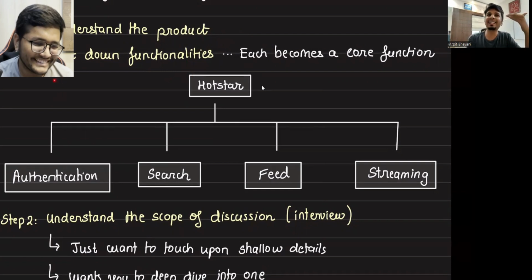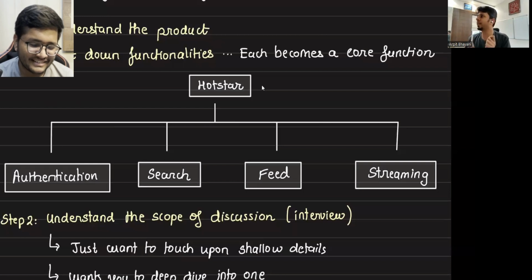So then step number one, list down the functionality. This is where the problem starts. When someone says, hey, let's design Hotstar, even they are not sure what they want to converge on. What is it that we have to do?